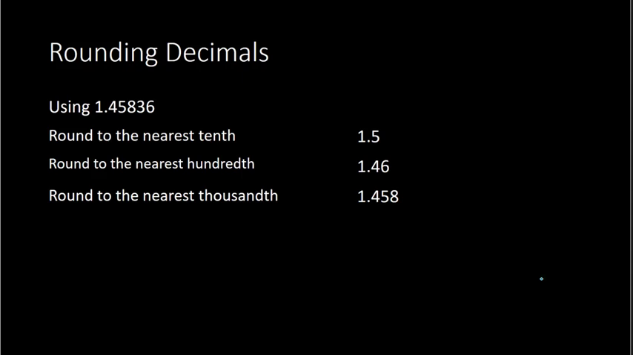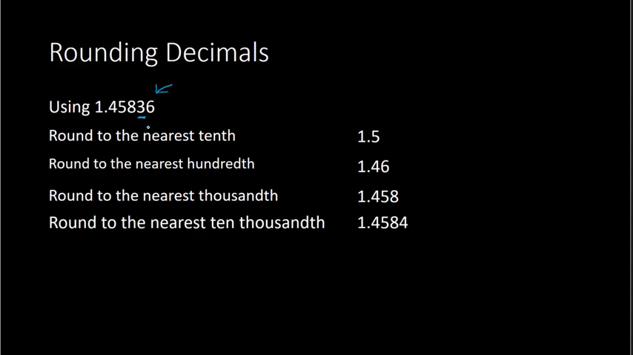And then we can round to the nearest 10,000th place. So the 10,000ths place would be right here, and to round, we look at this number right after it. So because the 6 is 5 or bigger, the 3 would round up to a 4. So this would become 1.4584.